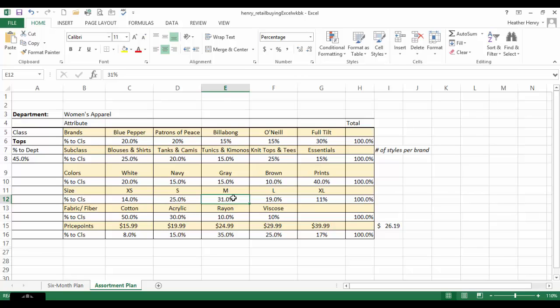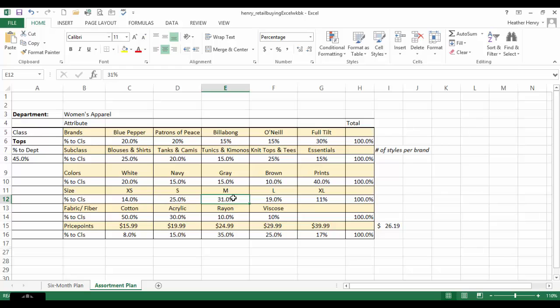Also, once we get to the size scale, we can see the extra smalls are about 14%. So once we start determining what styles, what brands, what colors to order, we need to also make sure we are ordering all of these in the correct size. So these are the size ranges we will be ordering as well when we purchase our styles. So each style we purchase, we should be purchasing about 14% in the extra small, 25% in the small, 31% in the medium, 19% in the large, and about 11% in the extra large.